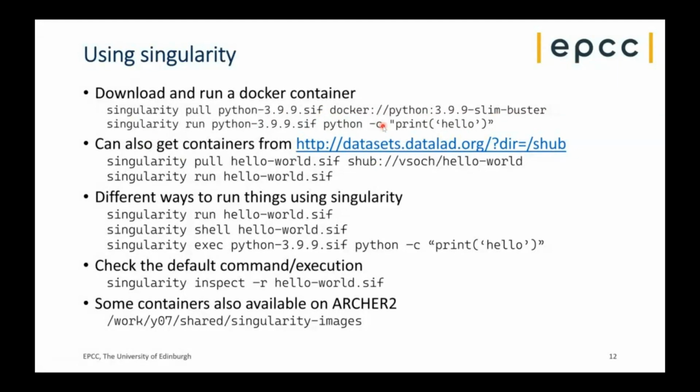And so you can see here that if you wanted a newer version of Python than was available on ARCHER2, it might not be optimized in the same way, but if you needed it, you could get a container with 3.10 and pull that down and run it inside that.